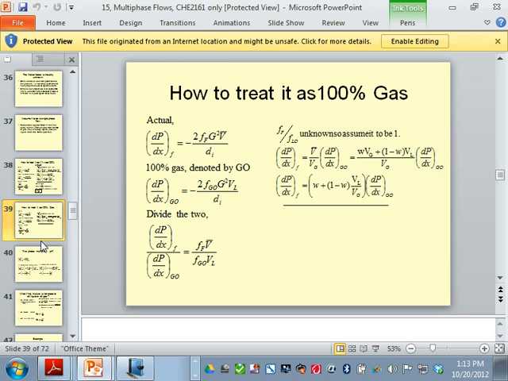Okay, do I use that one or this one? Do I use that one? Or?